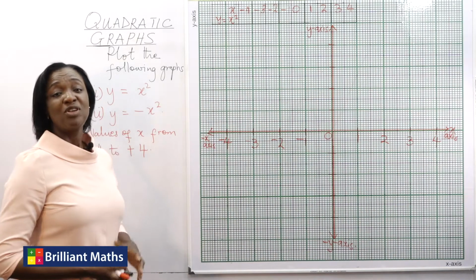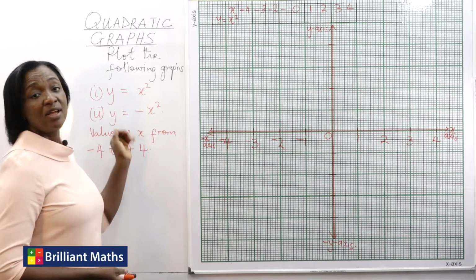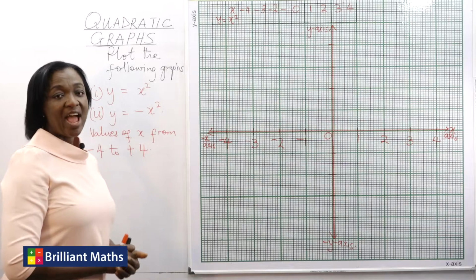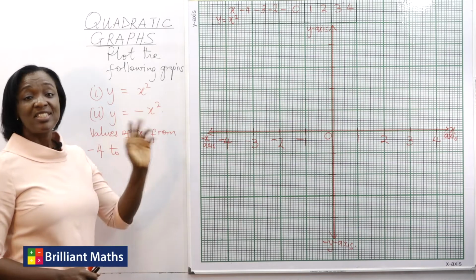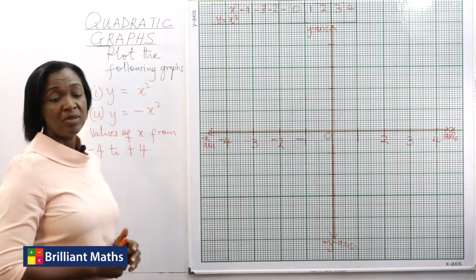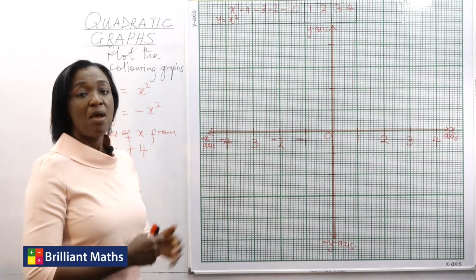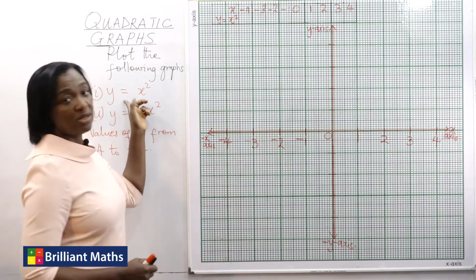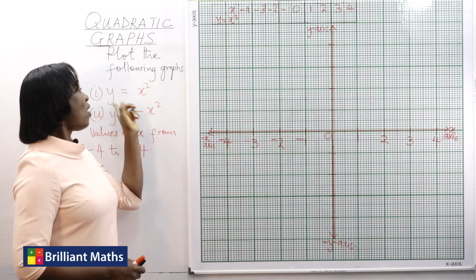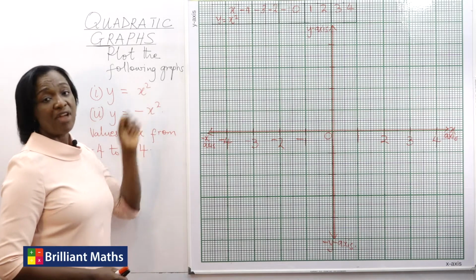In this part of the lesson, we want to learn how to draw quadratic graphs. Plot the following graphs: y is equal to x squared and y is equal to minus x squared. I'd like to plot both graphs on the same axis, with values of x from minus 4 to plus 4. The first thing you do when you want to plot a graph is to build the table of values based on the equation. Remember that x is the independent variable and y is the dependent variable. That means that the value of y depends on the value of x.